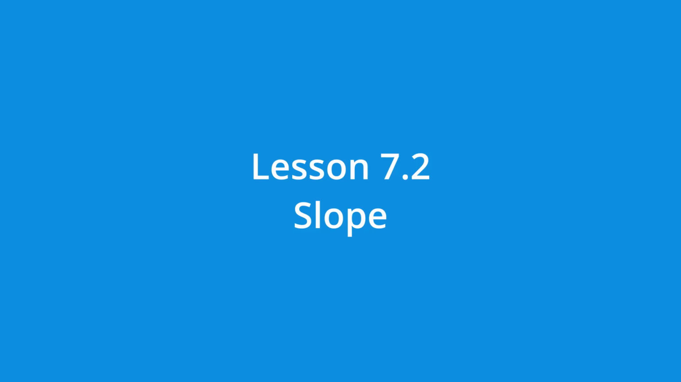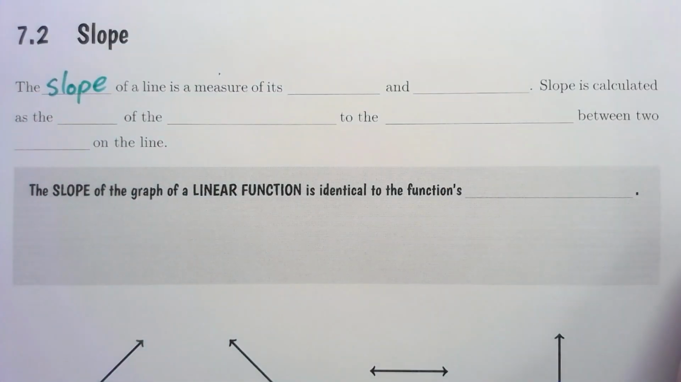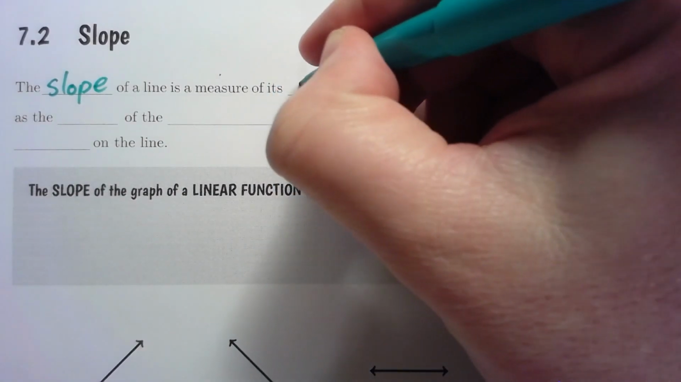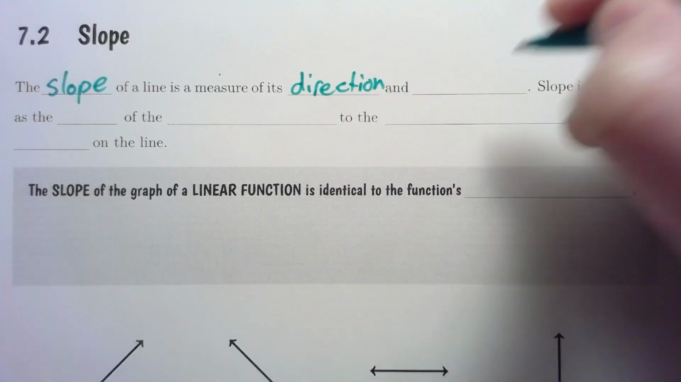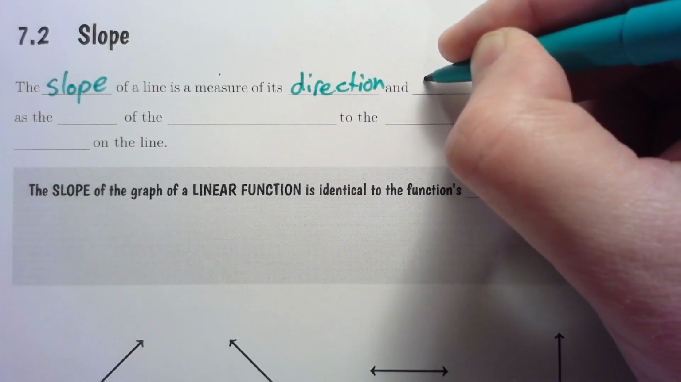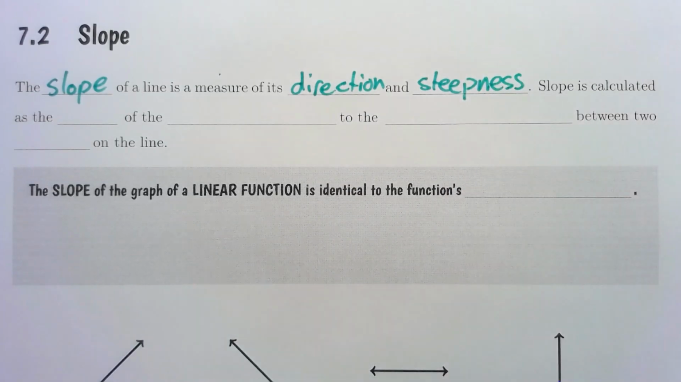In the last lesson, we learned about two major characteristics of linear graphs, the x and y intercepts. There's another characteristic of the graph of linear functions that we're going to look at today, though. That's called the slope. The slope of a line is a measure of its direction, as in does it tend to go up or down, and its steepness, as in how quickly does it go up or down.